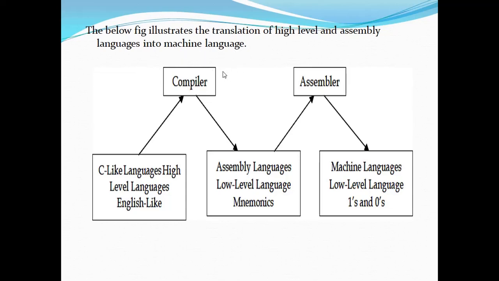The compiler converts the high level language to assembly language, and assembler will take assembly language as input and converts it into machine language. So machine language is in the form of zeros and ones, and high level language is in the form of English like words or English like phrases, and assembly language is in the form of mnemonics. The instructions are in mnemonic format.